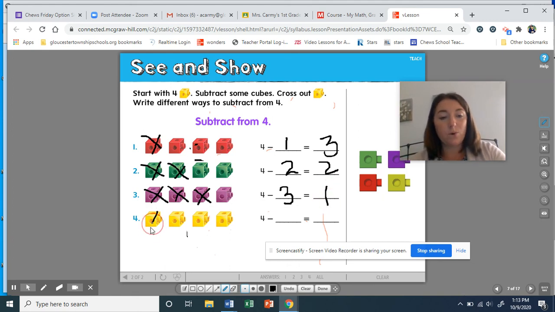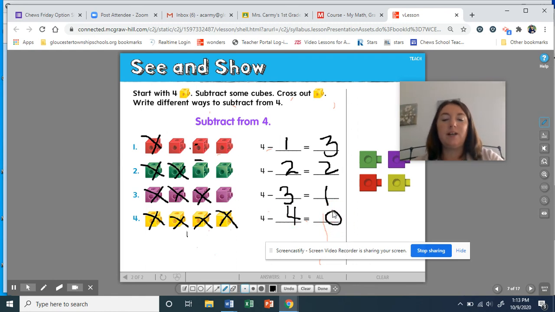All right, now let's take away all. So if I have 4, take away 4, 4 minus 4. What's it going to equal, boys and girls? Let's see. Do I have any cubes left? No, I don't, because we know whenever we take away all, the answer is always going to be 0.